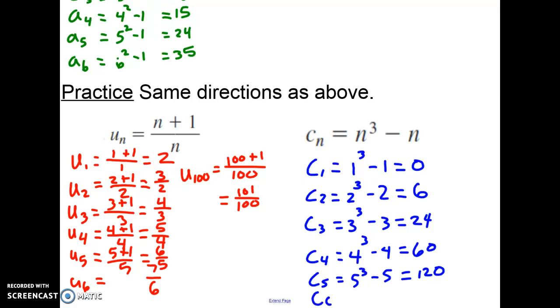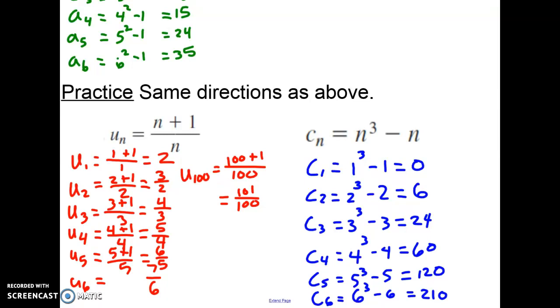And then finally, C6, that would be 6 cubed minus 6. 6 cubed is, I believe, 216 minus the 6. That should give us 210. All right.